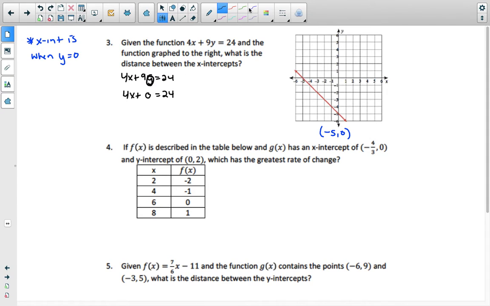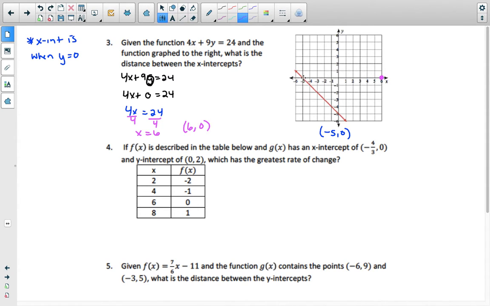Now all we really have is 4x equals 24. All we have is an x value, and we can solve for this x. To solve for this x, we would divide everything by 4. So x would equal 6. The coordinate for the x-intercept for the equation would be 6, 0. So if I graph that, it'd be 6, 0 here.